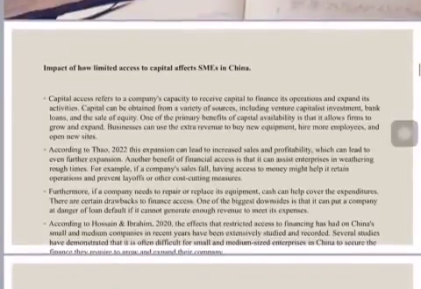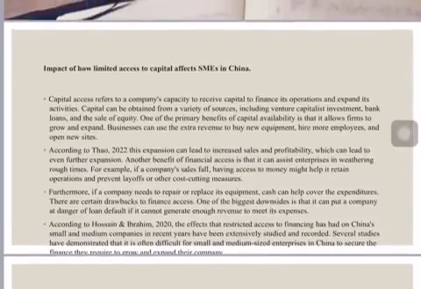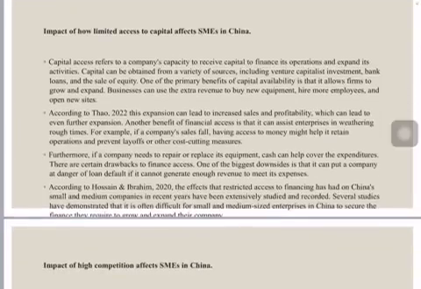The next part is the literature review. Here is the impact of how limited access to capital affects SMEs in China. The first is that access to capital refers to the capacity to receive capital to finance its operations and expand its activities. According to Chow, 2022, the expansion can lead to increased sales and profitability, which can lead to even further expansion. Furthermore, if a company needs to repair or replace its equipment, cash can help cover the expenditures. According to Hausen and Mbhem 2020, the effects that restricted access to financing has had on China's small and medium companies in recent years have been extensively studied and recorded.